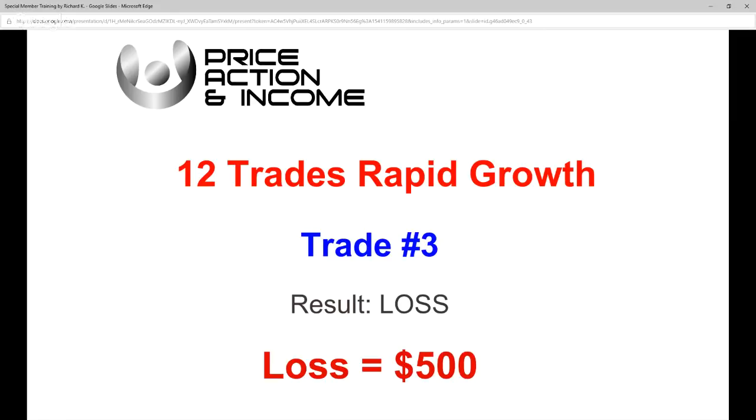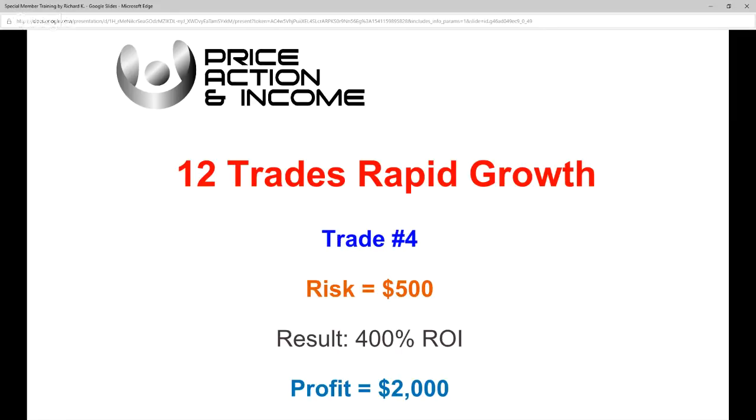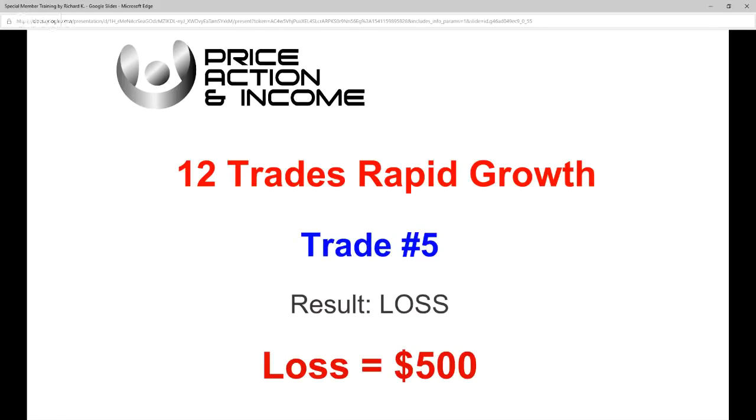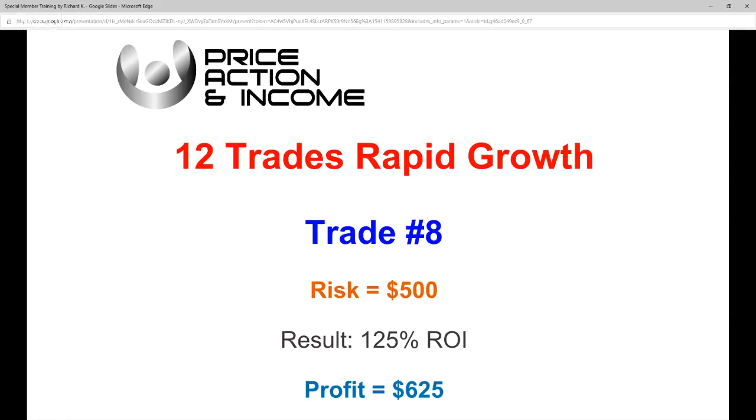And remember, it's $500. The fourth trade, we're going to risk 500. However, this time we're making 2,000, which is a 400% return on investment. The fifth trade is a loss. Sixth trade is a loss. Seventh trade is a loss. Eighth trade, we finally got a win. So that was a big losing streak in there, right? And this one is a nice winner, not massive. We risk 500, but we make 625. It's not the biggest win in the world, but it works.